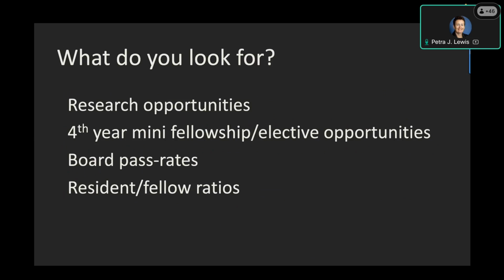What else do you look for? Well, if you're particularly interested in research, what are the opportunities for you to do research? What mini fellowships or elective opportunities are in the fourth year? You're totally allowed to ask the board pass rates. You're totally allowed to ask what the resident-to-fellow rates are, because in programs that have more fellows, you may get less hands-on experience.